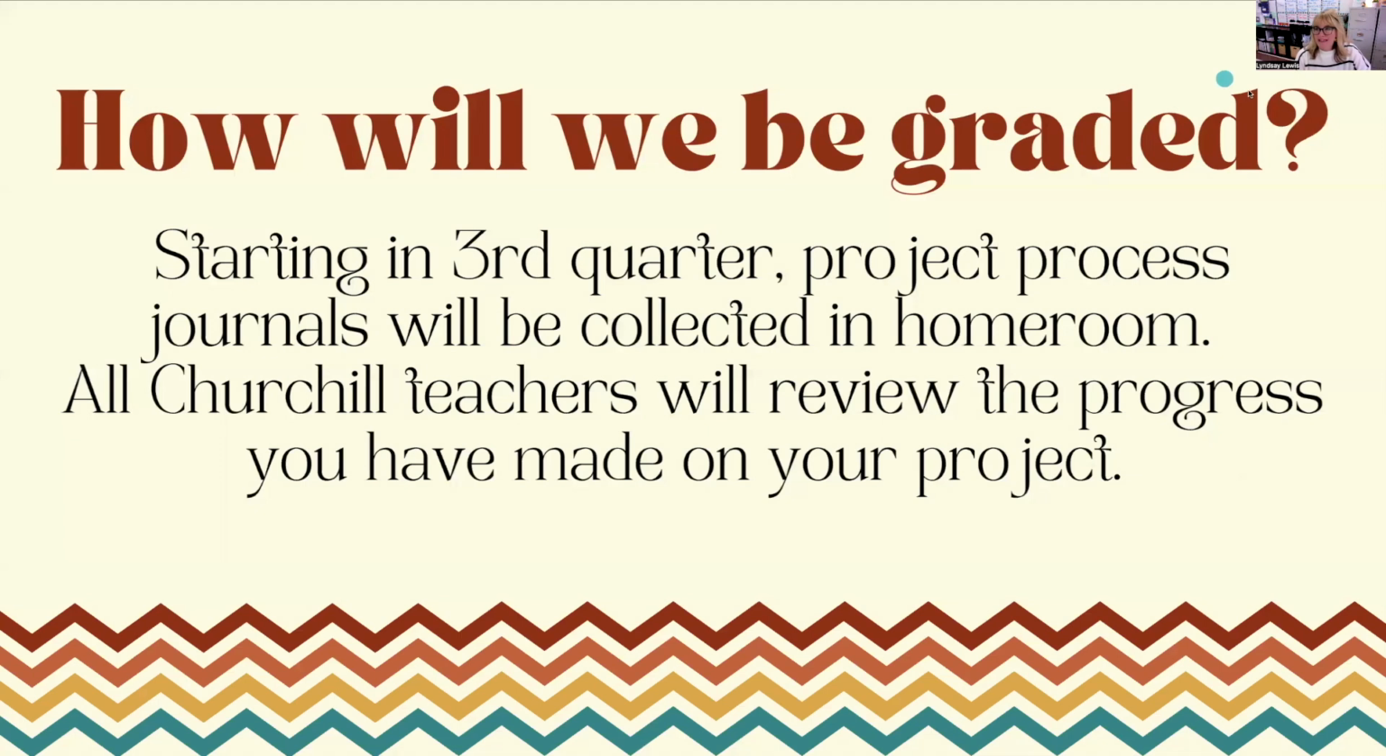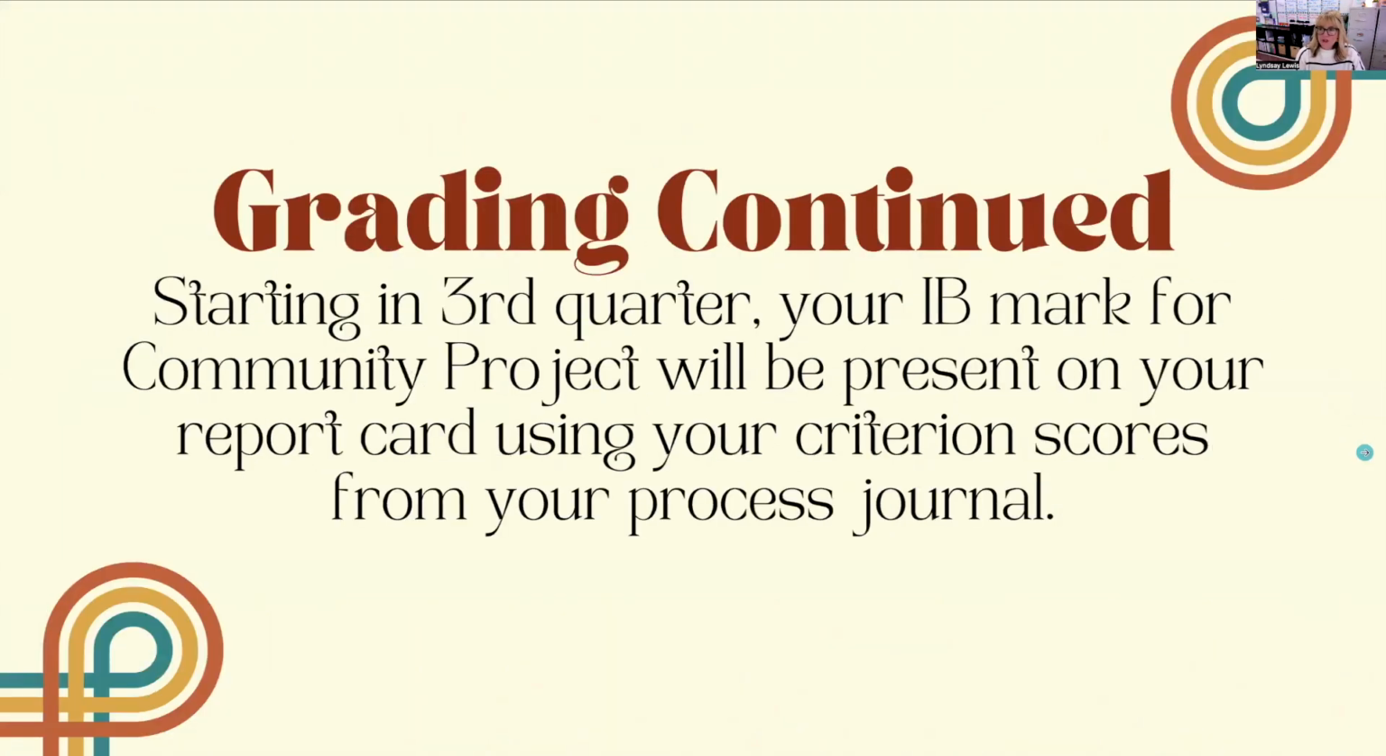A question that we always get is, how will we be graded? And that's a fair question. Starting in third quarter, your process journal is going to get collected by your homeroom teacher. This will then come to a large grading session that happens after school with all the Churchill teachers. Essentially every 8th grade teacher has a 6th and 7th grade teacher buddy, and they're responsible for reviewing all the process journals for your classroom. Then they will be giving you feedback, and your grade will show up as an IB mark for homeroom. You will see your IB mark on both your third and fourth quarter report card.